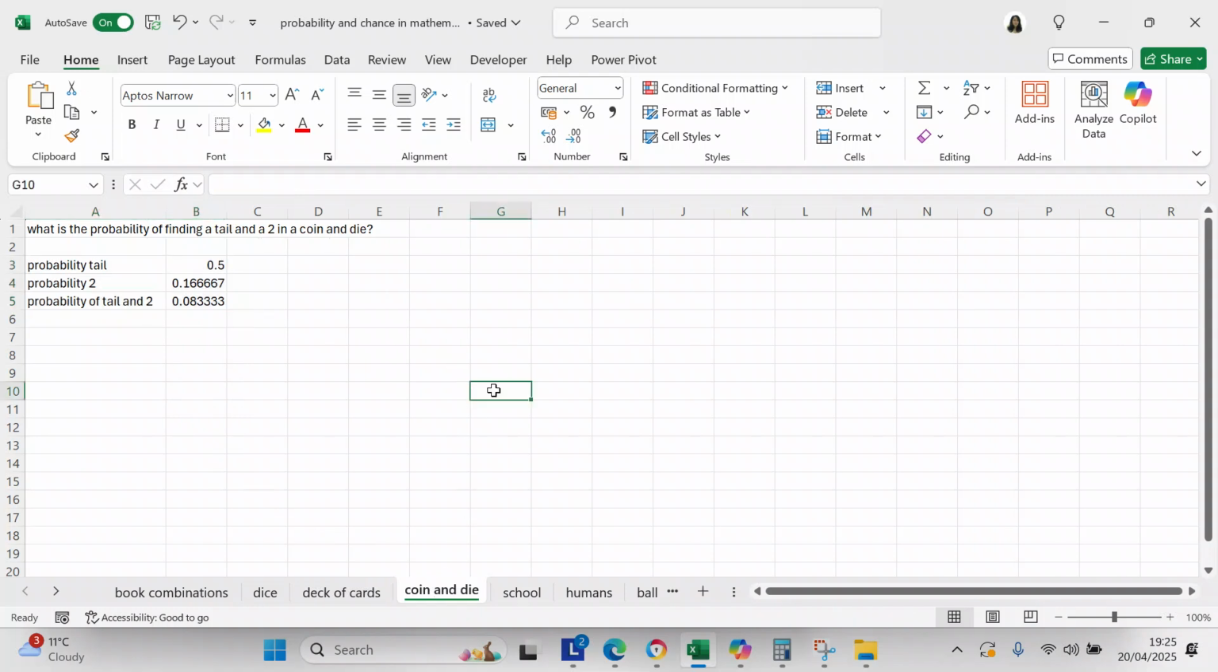The next question is about a coin and a die. It said, what is the probability of finding a tail and a 2 with a coin and die? The probability of tail is 1 divided by 2. The probability of 2 is 1 divided by 6. The probability of tail and a 2 is B3 times B4, and so that's 0.08333.